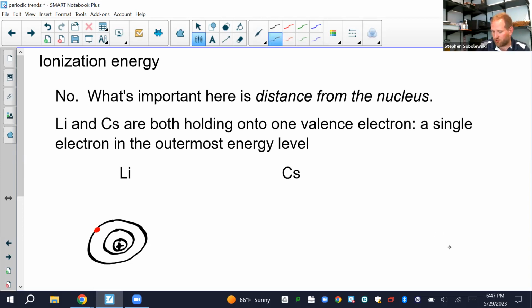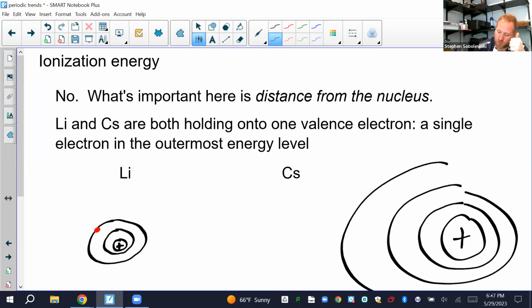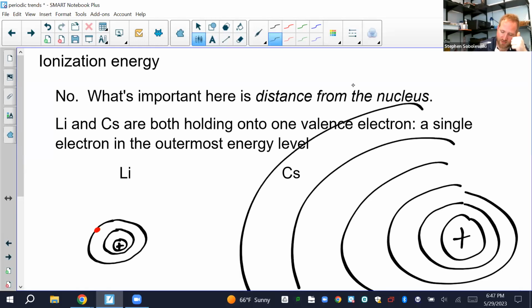Let's look at cesium. Cesium has a much larger nucleus, 55 protons. I'll show a bigger plus here. And where is its one valence electron? Well, that's going to be in energy level 6. How do I know that? Because it's in period 6. So we have electrons here: 1, 2, 3, 4, 5, 6. Here's cesium's valence electron.